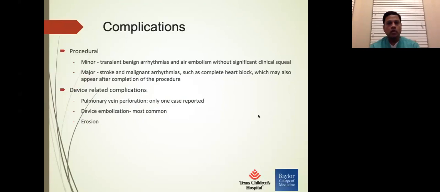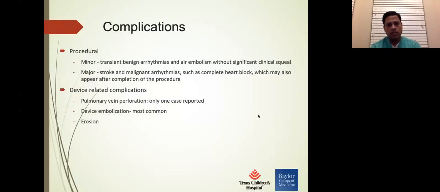The complications include minor complications such as transient benign arrhythmias or air embolism, which a lot of times does not have significant effect. Stroke or malignant arrhythmias are rare. There have been reports of complete heart block, which are transient after ASD closure, specifically in small children. Usually they resolve in 1 to 3 days after the procedure. Occasionally, the device has to be removed surgically or by catheter if the heart block doesn't resolve.